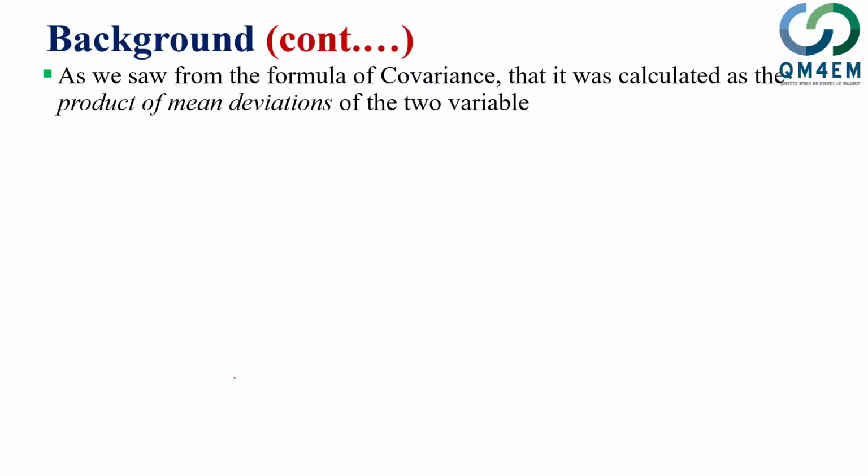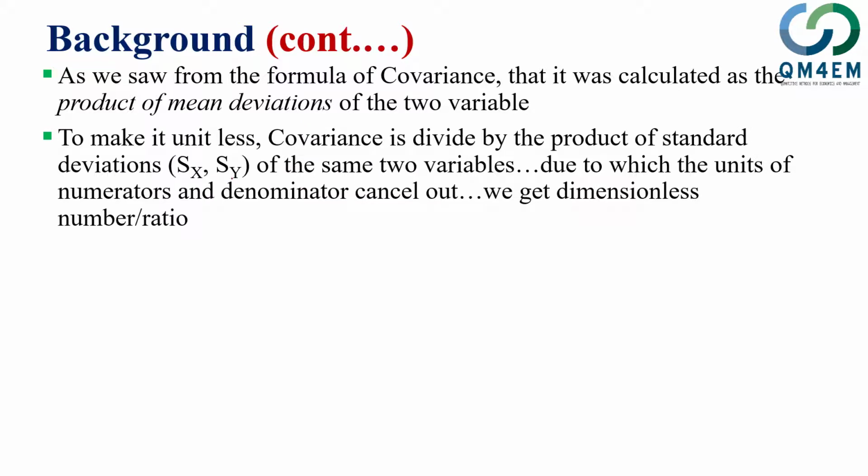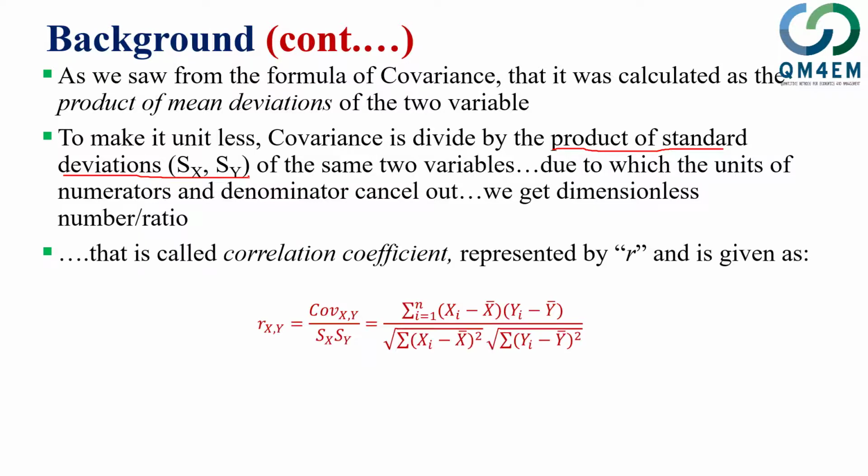How do we do that? By calculating the product of the mean deviations of the two variables and dividing it by the product of their standard deviations. So all we do is divide the covariance by the product of the standard deviations of the two variables for which we were calculating the covariance, and this gives us a dimensionless, unitless measure, and we call this measure the correlation coefficient.